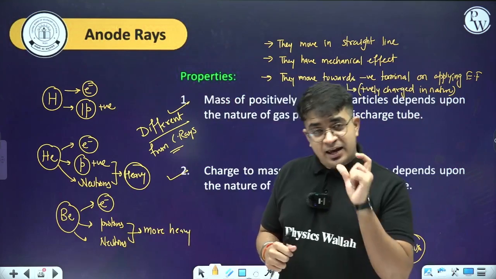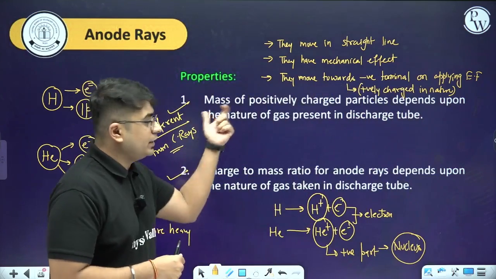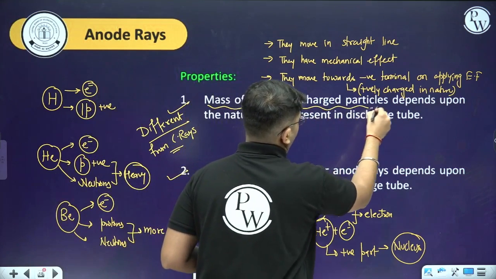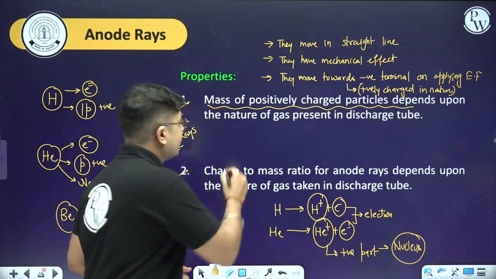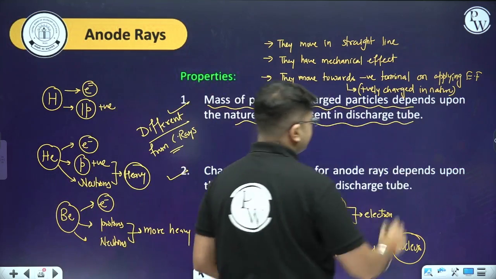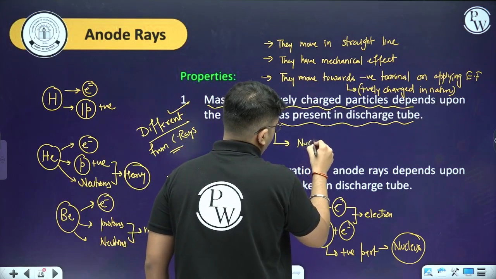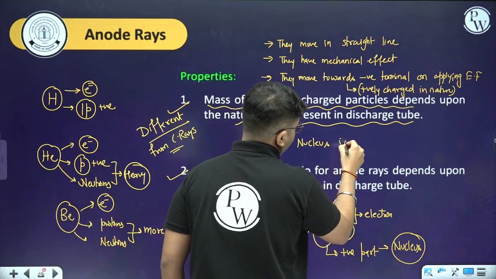So you can see, every time I am using a different type of gas, the mass of the positively charged particle depends upon the nature of the gas present in the discharge tube, and the reason is, every time the nucleus is different.